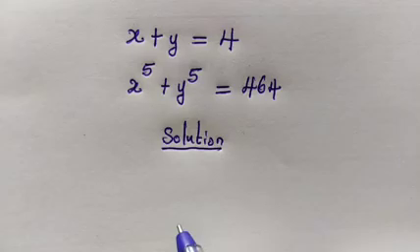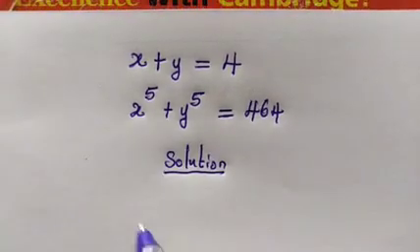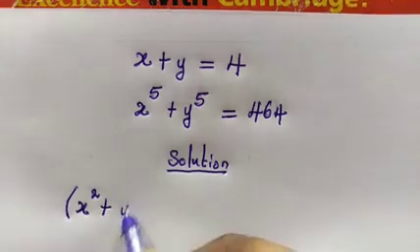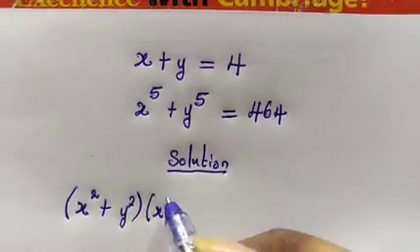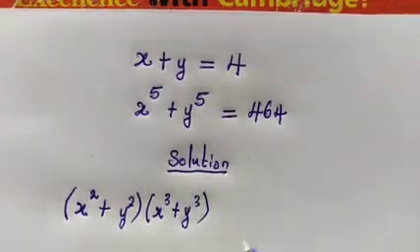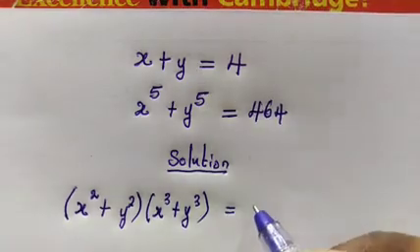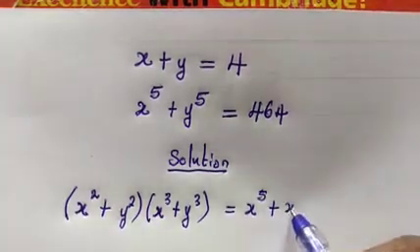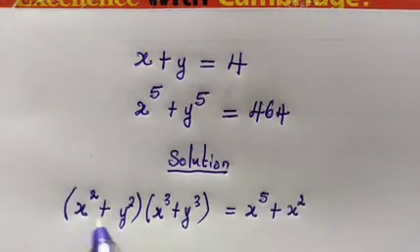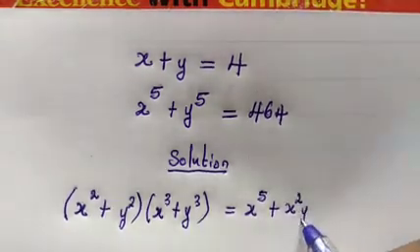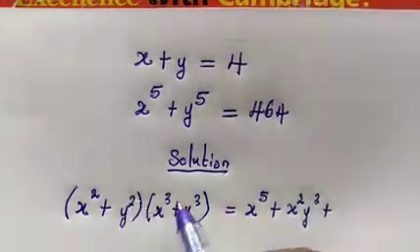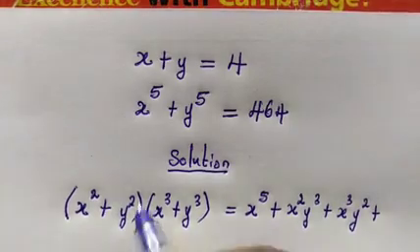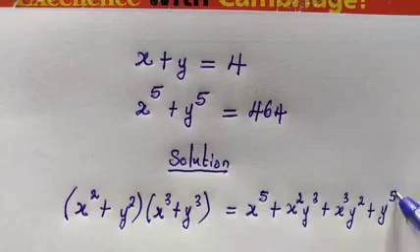Now, since we know that 2 plus 3 is going to give us 5, let us consider the following expansion. Let's consider (x squared plus y squared) multiplied by (x cubed plus y cubed). When you expand this, we're going to have x to the power of 5, plus x squared times y cubed is x squared y cubed, right? And then plus y squared times x cubed will give us x cubed y squared, and then plus y squared times y cubed is giving us y to the power of 5.